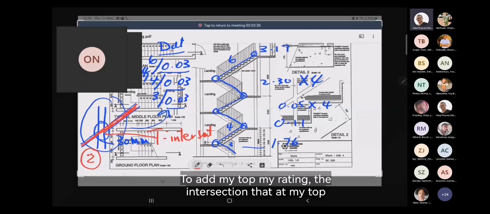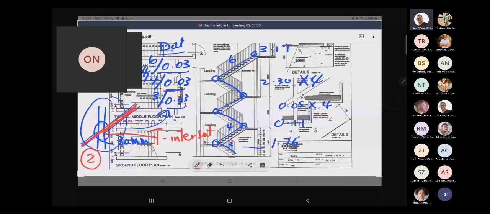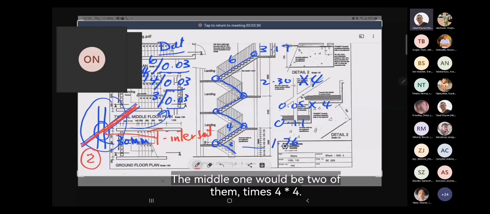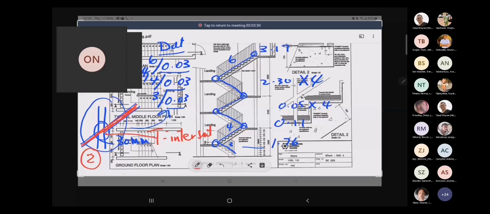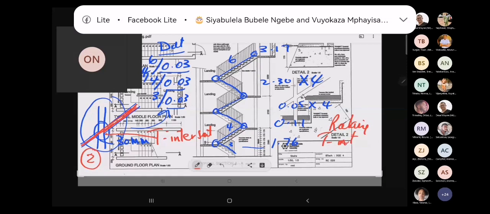So at my top, my raking T intersection would be 2 of them, and I times 6. The middle one would be 2 of them times 4 times 4. Then the bottom one would be 2 of them times 3. That is for my raking T intersections.